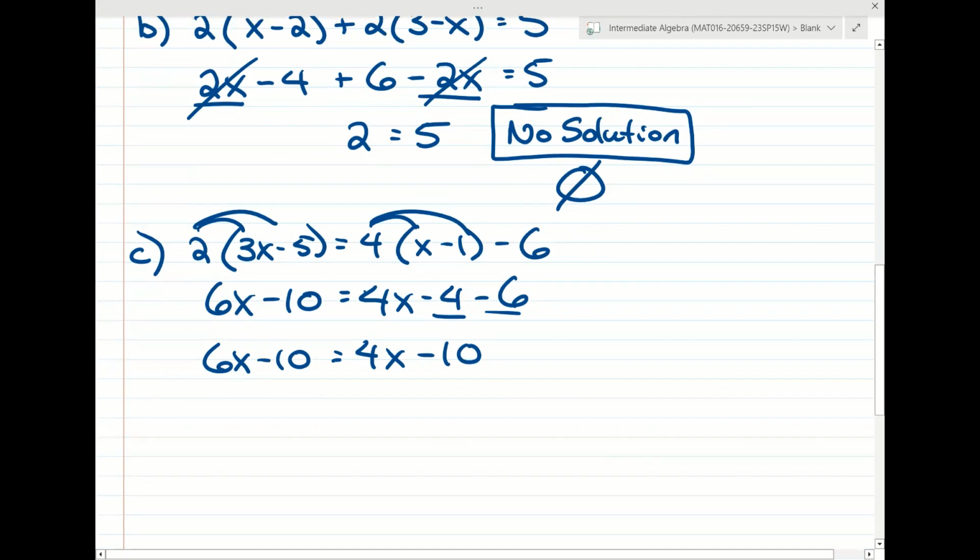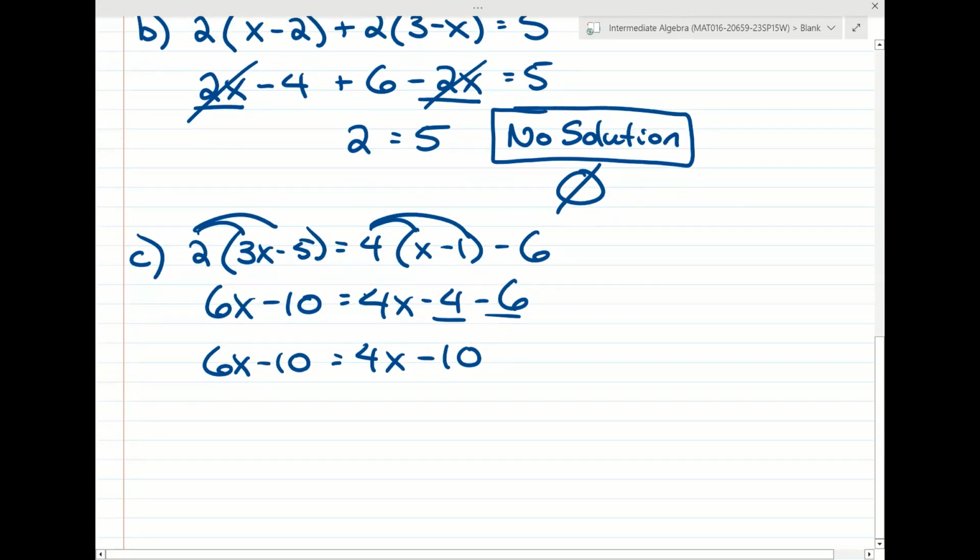And then we want to try to get all the variables on the left side and all the constants on the right. So if we just subtract 4x and add the 10, we get 2x is equal to 0. And we don't want to know what 2x is. We want to know what just x is.